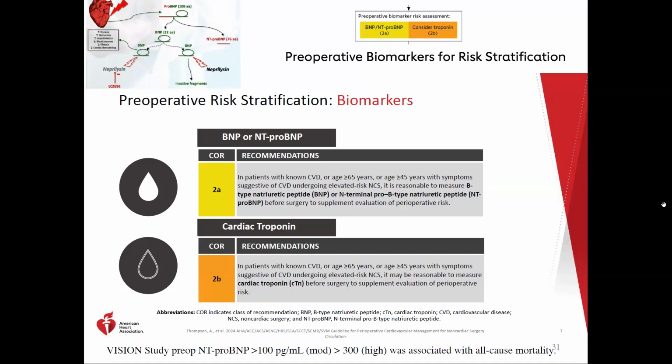I don't know, does anyone know what they ordered here? I think pro, right? I'm not too sure. I know it's available, but. So proBNP, over 100, elevated risk, over 300, very high risk.